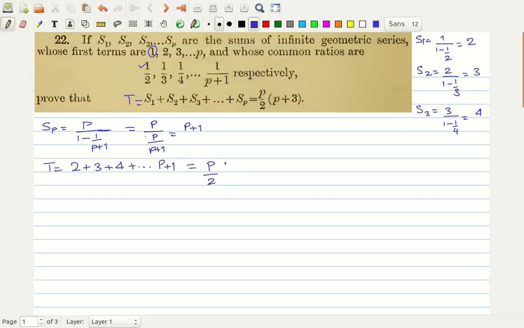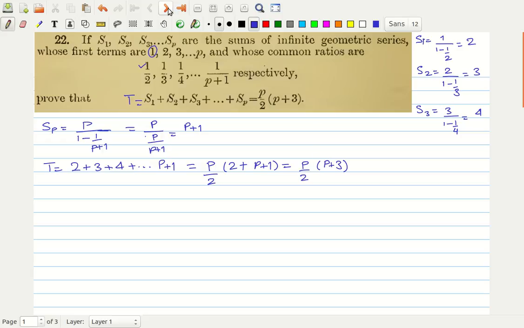divided by 2. What is the first term? It's 2. What is the last term? It is p plus 1, and we are done. So your sum is p by 2 times p plus 3, and this problem is done.